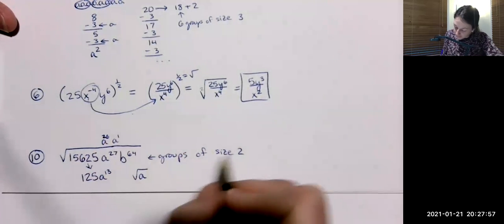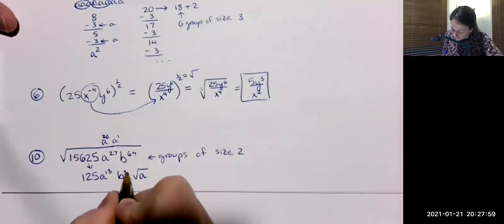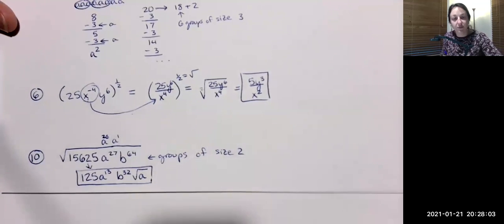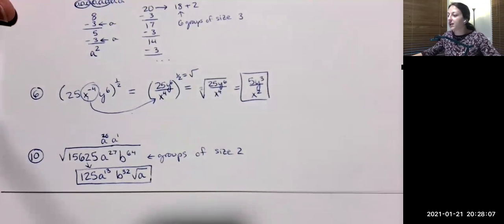B to the 64th, well, that's b to the 32nd. All that I did was divide 64 by 2 to figure out how many groups of size 2 there were. All right, so there's our first video, 1, 2, 6, and 10. And I will pick back up with 3, 4, and 9.